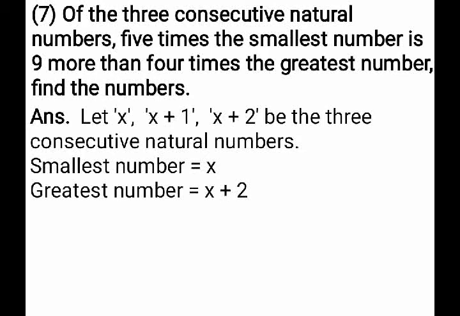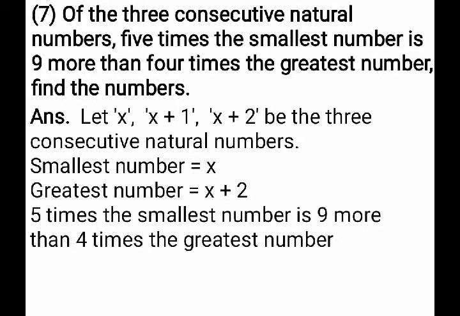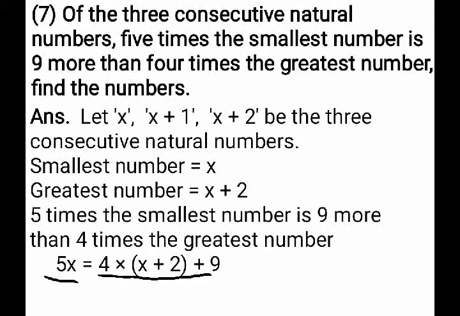In the question, what was given as the main thing? 5 times the smallest number is 9 more than 4 times the greatest number. So you have to write this statement first. 5 times the smallest number is 9 more than 4 times the greatest number means in equation form it will come 5x is equal to 4 into x plus 2 plus 9. 5 times the smallest number means 5x. 9 more than 4 times the greatest number means 4 into x plus 2 plus 9. 5x write as it is for the next step.